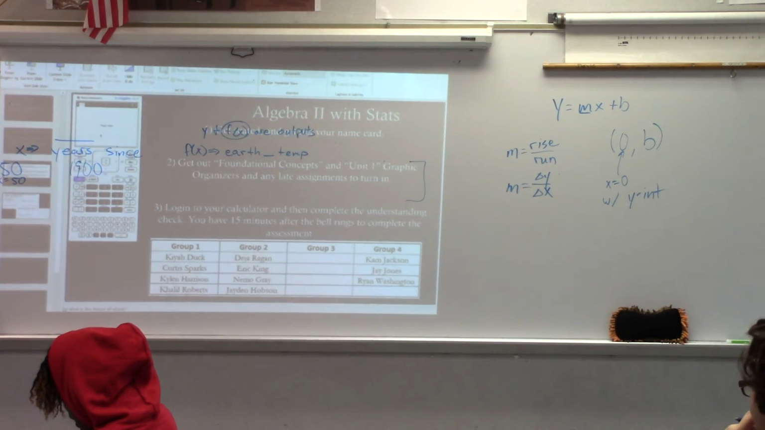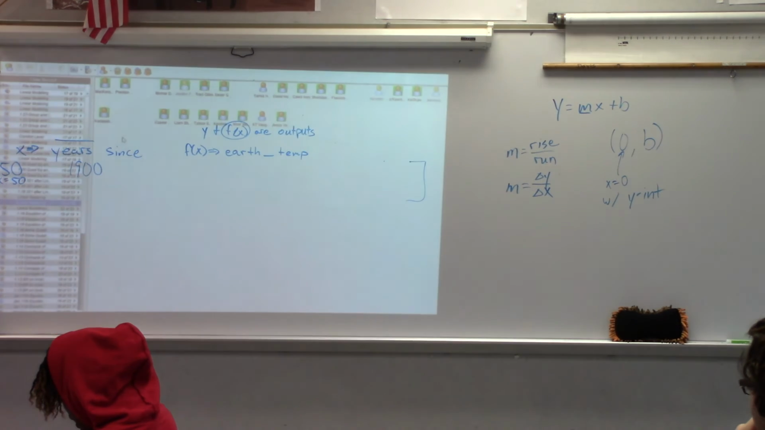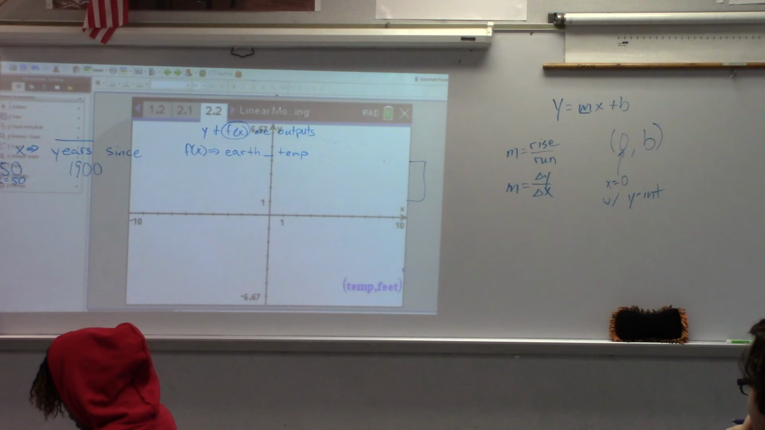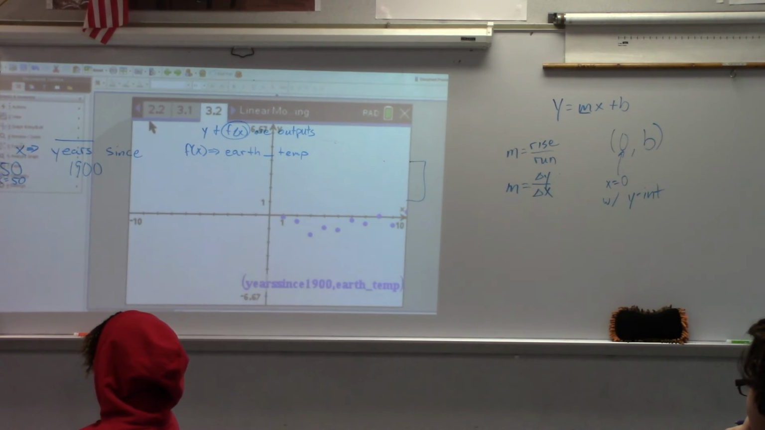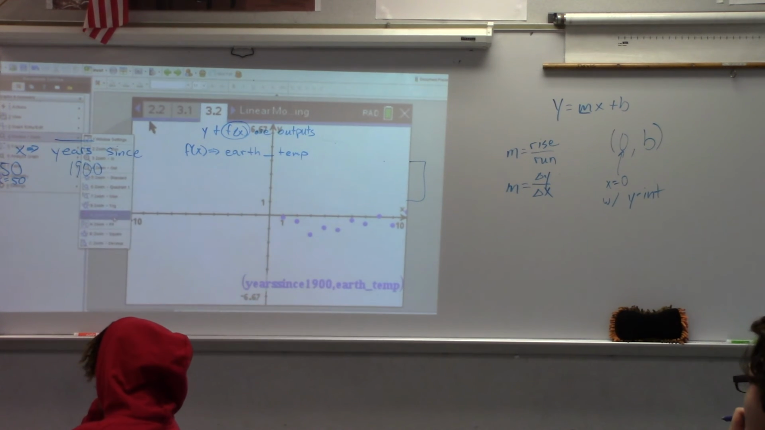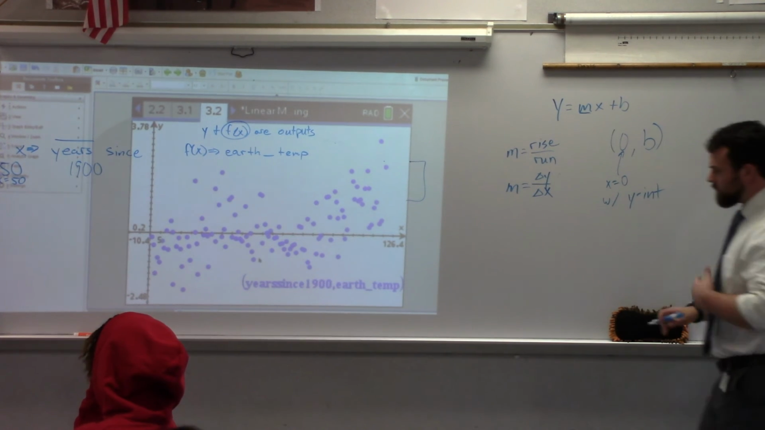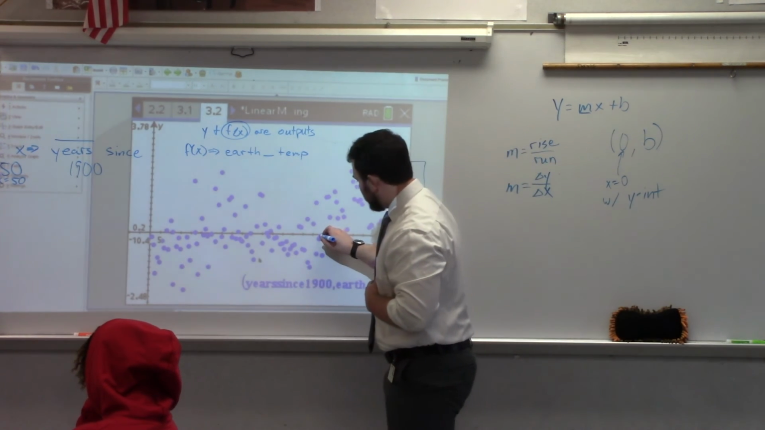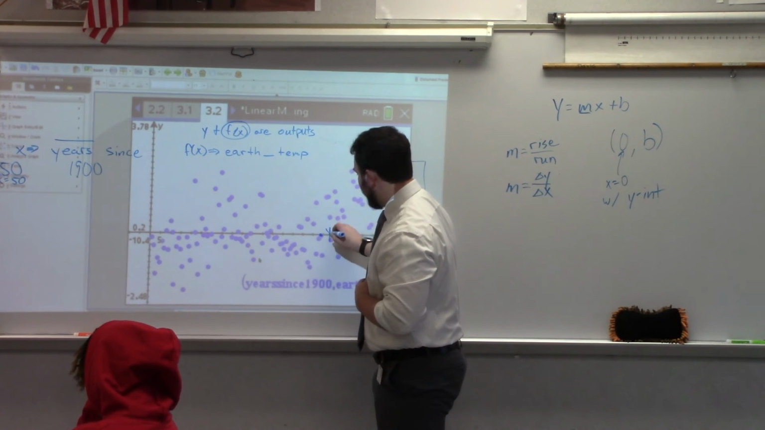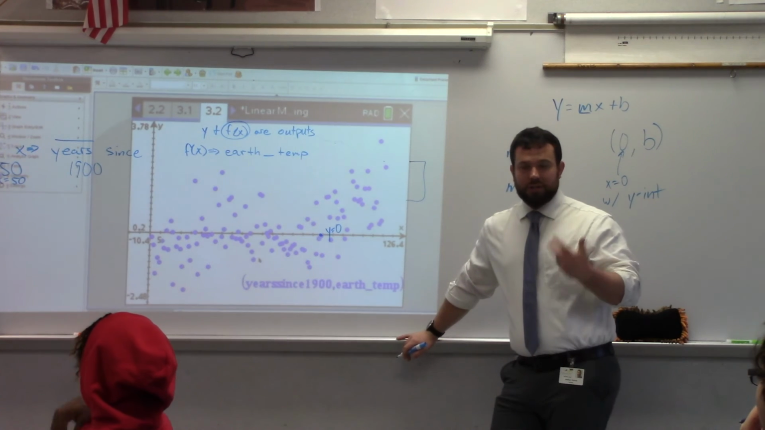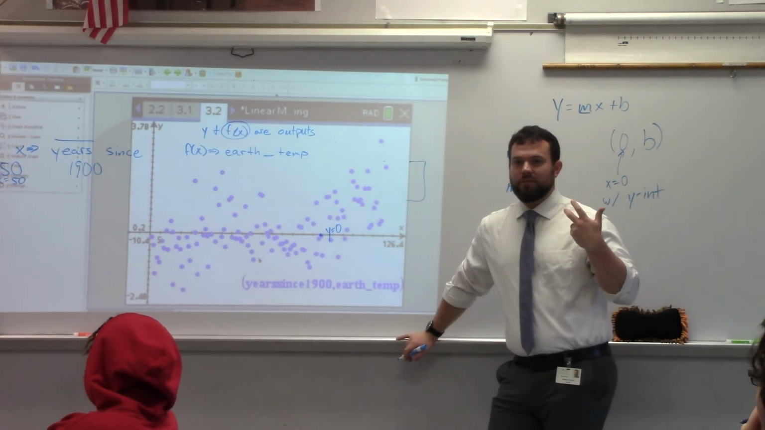Escape that, bring this up. Sorry, I should have already pulled this up on the document. So here's 3.2. Remember, zoom to our data. There it is. Okay. So I want you to look at this graph right here. This data point has roughly a y value of 0, correct? Great. Or if we say Earth temp, that'd be 0 degrees Fahrenheit.